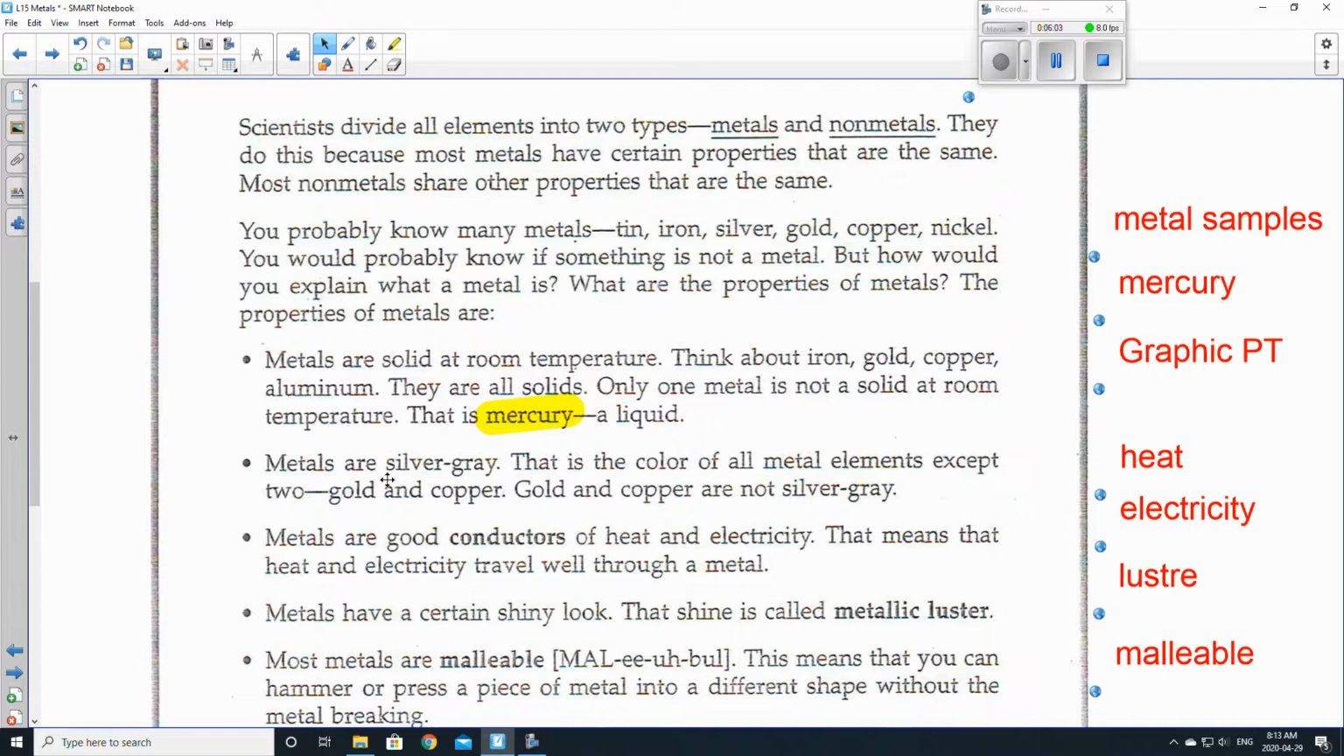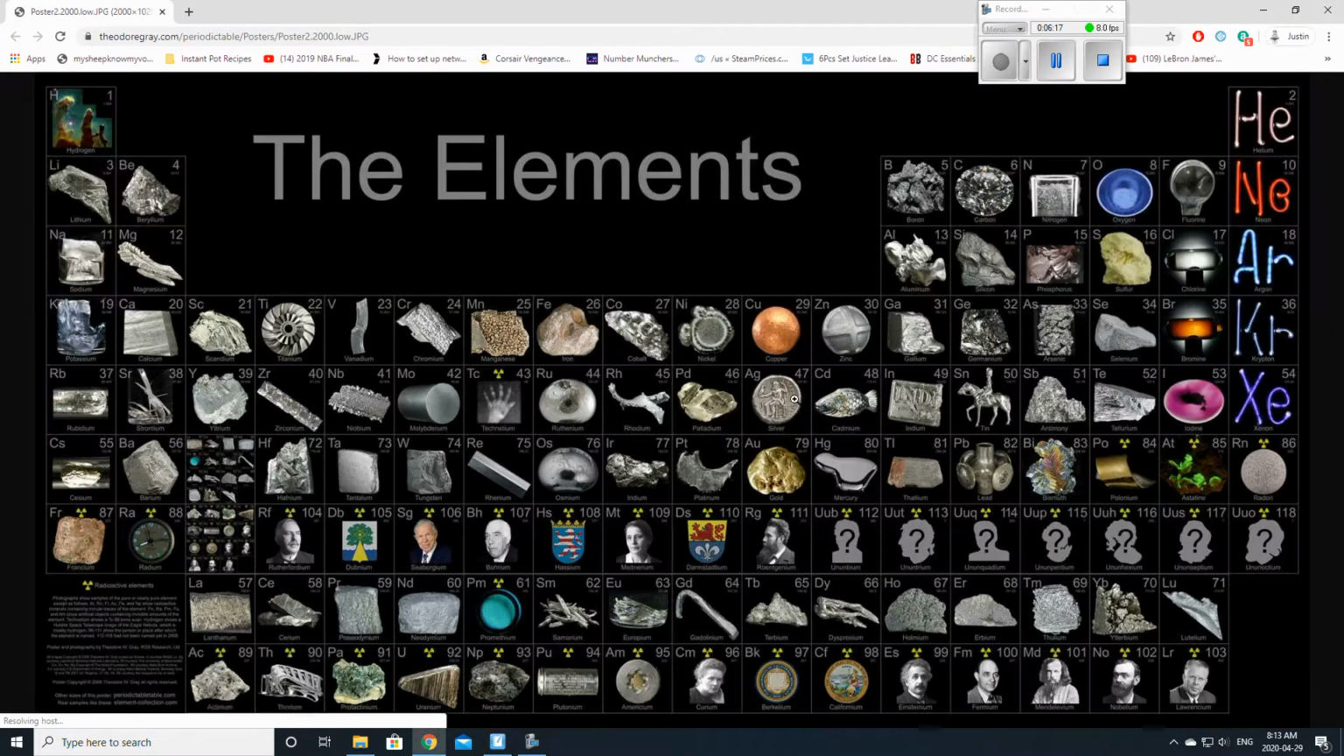Metals are silver gray in color. That is the color of all metal elements, except for two: copper and gold. Copper and gold are not silver gray. We've seen this before. Some of these look a little bit not so silvery, but generally you can see that the majority of these items are all silver gray. The main ones that are not are copper and gold. Everything else is silver.